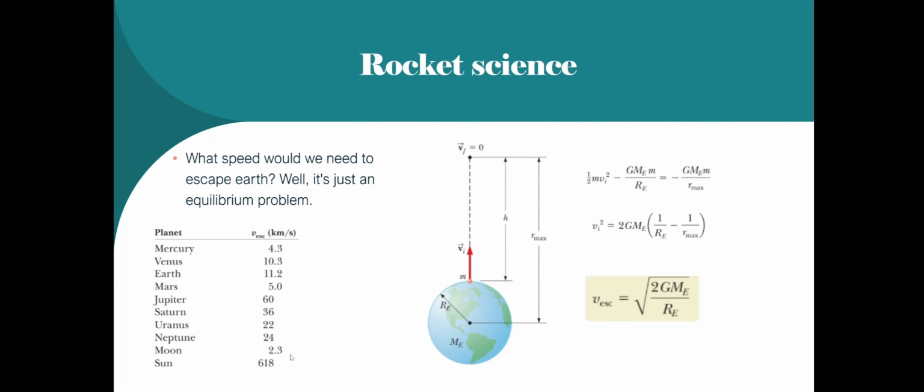So there's actually a table over here of all of the different escape velocities for the different planets in our system.